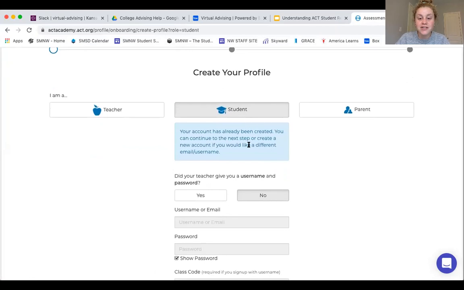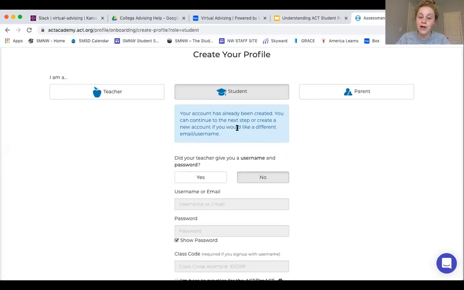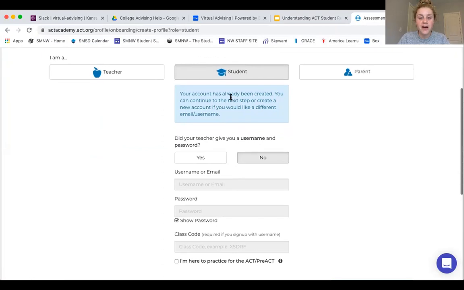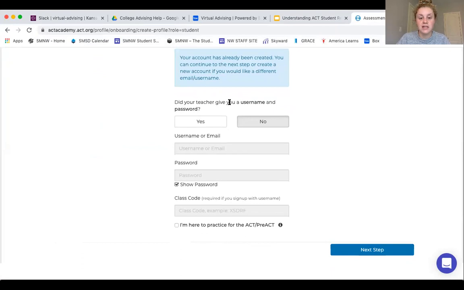As you can see under the student section, I've already created an example account before, so if you have that too, great, just use your login to sign back in. If not, you would scroll down to see, did your teacher give you a username and password? We would select no. You would create a username or use your email, create a password. And pro tip, this is a good time to write down your username and password in the notes section of your phone or on a sticky note that you'll keep somewhere safe. Make sure you write it down somewhere where you will be able to find it later so you can continue studying for the ACT.